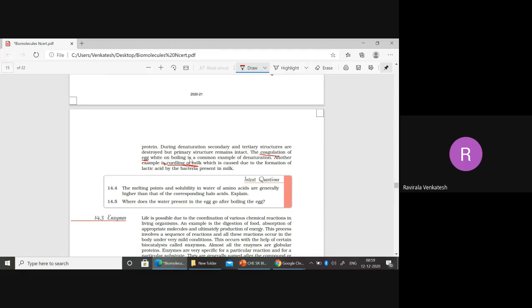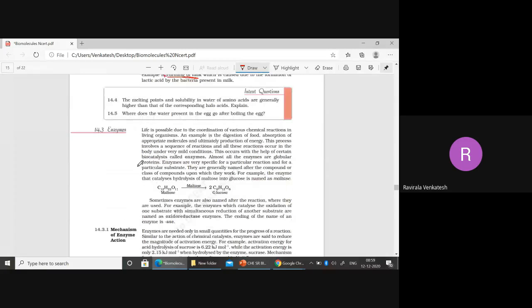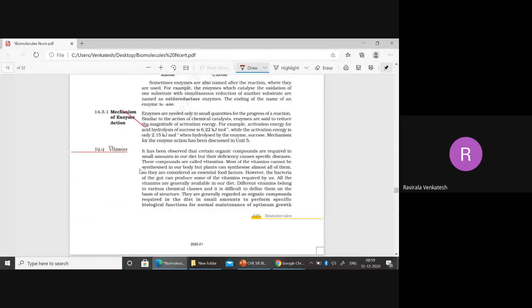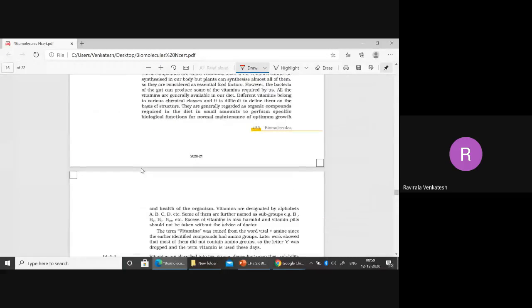How is egg coagulation done? Temperature only. Correct or not? Enzymes are not there, beta. Leave enzymes here. Don't read enzymes. Okay. Vitamins also are not there. Leave the vitamins actually.